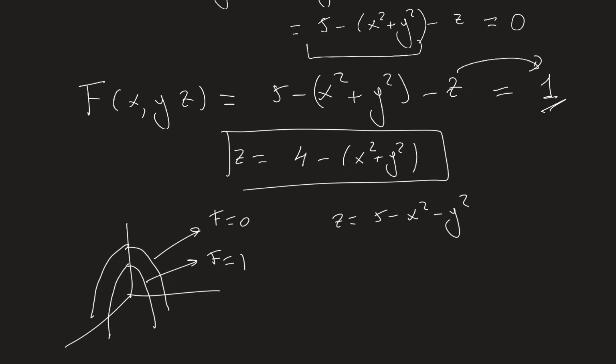So the gradient is going in the direction where F increases. So the gradient in this case is going inside, going in this direction. So I made a mistake in the next video, which indeed I did before this one.